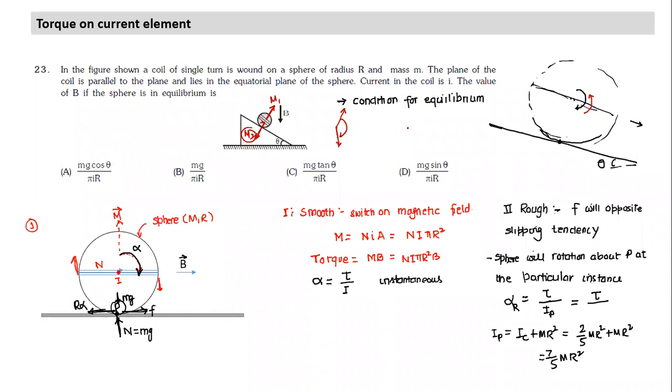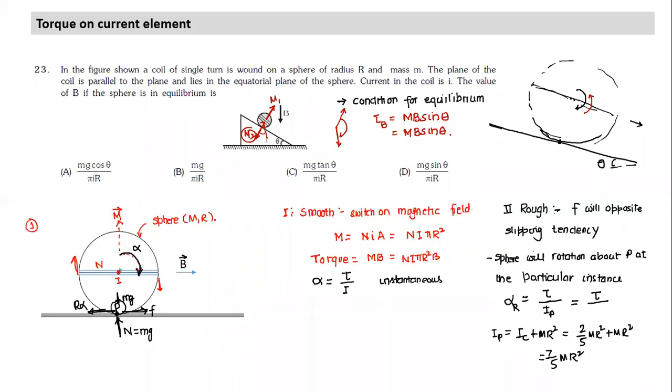So the torque due to magnetic forces is equal to MB sine theta, with theta being the angle between the M vector and the B vector. What is that angle? The B vector is vertical and the M vector is perpendicular to the inclined plane, so this angle also will be theta. So torque will be equal to MB sine theta.